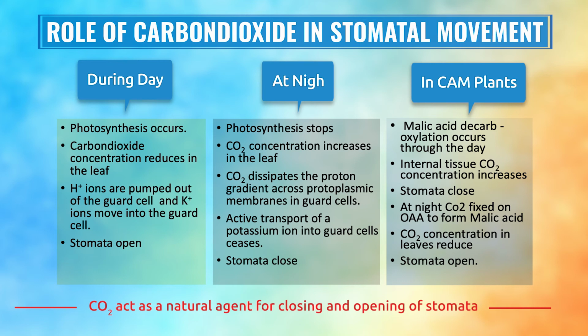The reason behind the closing of stomata is that carbon dioxide dissipates the proton gradient across the protoplasmic membrane within the guard cell. When the proton gradient is dissipated, active transport of potassium ions into the guard cell ceases. The guard cell disposes of accumulated ions, potassium ions are transported out of the guard cell, and this leads to removal of water from the guard cell. It becomes flaccid and the stomata close.